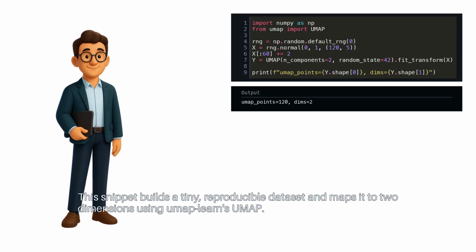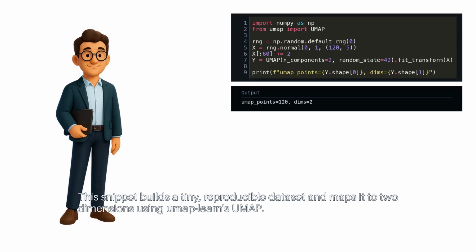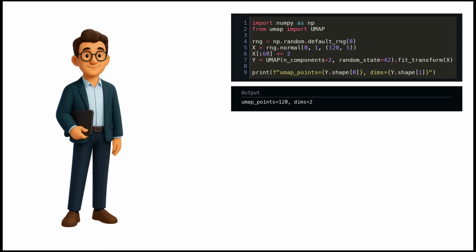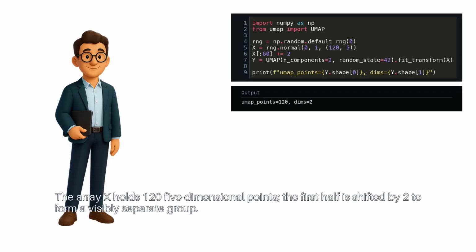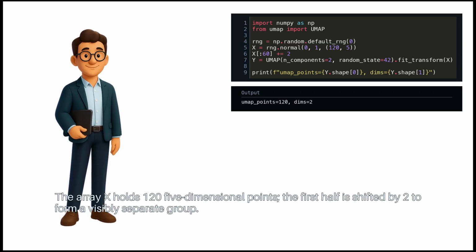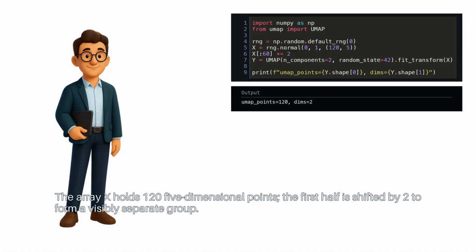This snippet builds a tiny, reproducible dataset and maps it to 2 dimensions using umap-learn's UMAP. The variable rng creates a deterministic random number generator, so results are stable. The array X holds 120 5-dimensional points. The first half is shifted by 2 to form a visibly separate group.